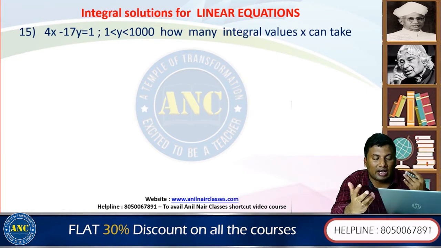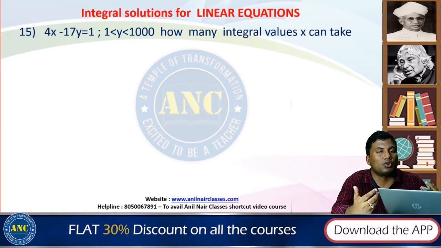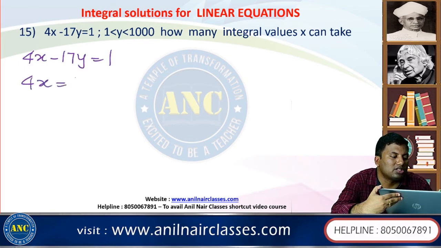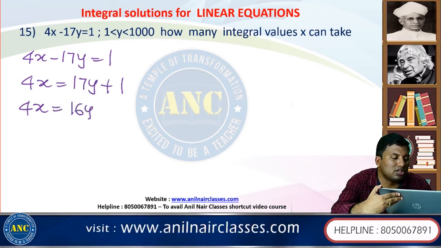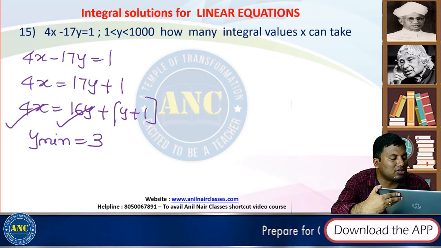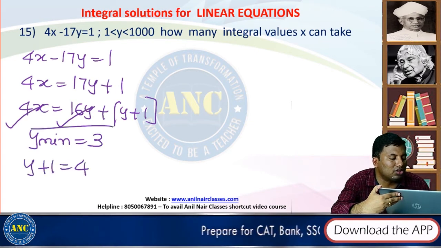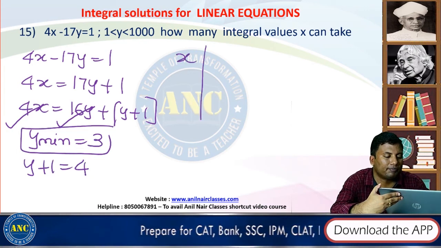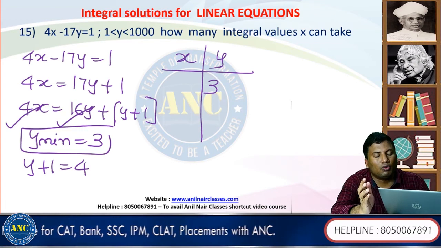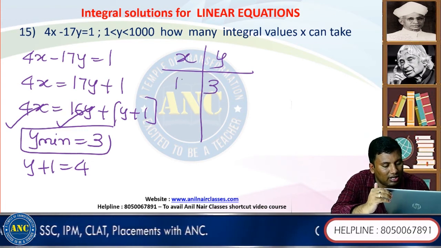Just to give you another understanding of this question, I will solve question number 15. 4x minus 17y is equivalent to 1, so 4x equals 17y plus 1. This is nothing but 16y plus y plus 1. 16y is divisible by 4, so y plus 1 must be divisible by 4. Y minimum is 3 because y plus 1 is 4. If y minimum is 3, 4x minus 51 is 1, so 4x is 52 and x value is 13.